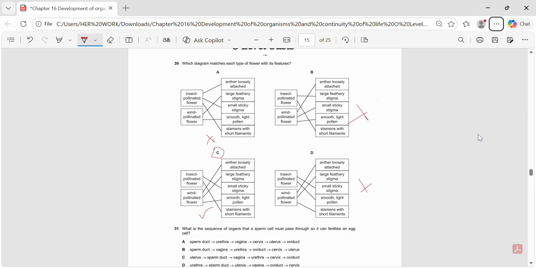So, the correct answer is option C. Insect-pollinated flowers are designed to attract insects and ensure pollen sticks to them, while wind-pollinated flowers are adapted to release and capture pollen carried by the wind.